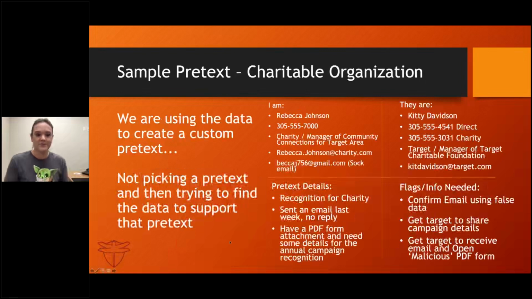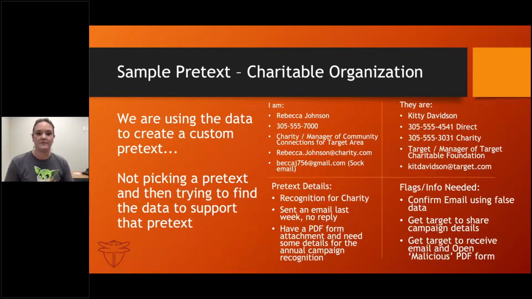So for this one example that I'm going to share, I collected data on a company, and I found that they were very involved in charitable giving, to the extent that they had a manager of charitable giving who did all of their organizational, operational, administrative, etc. stuff for their giving campaigns. I also found out that they were very involved with one specific charity. So I decided I was going to be a representative of that charity, and I was going to ask the target whether or not they'd received a PDF form that I'd sent the week before, and expected her to say no, because of course I had not sent a form.